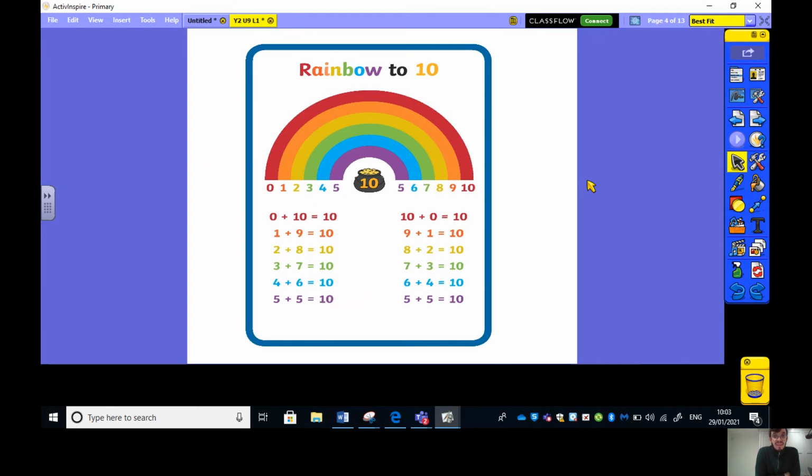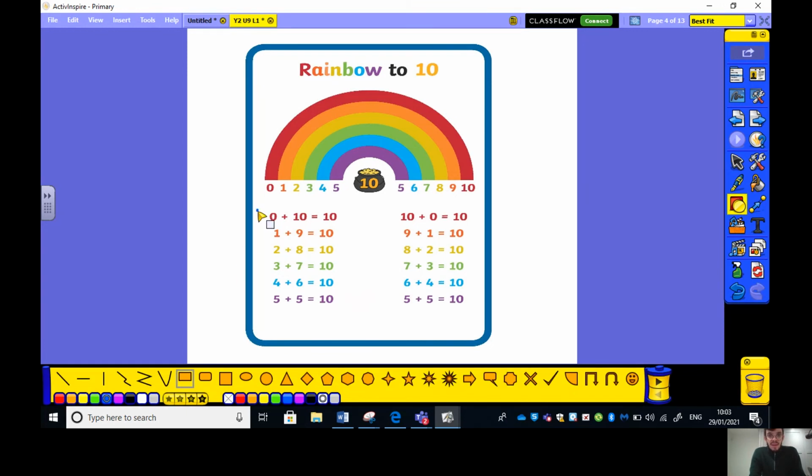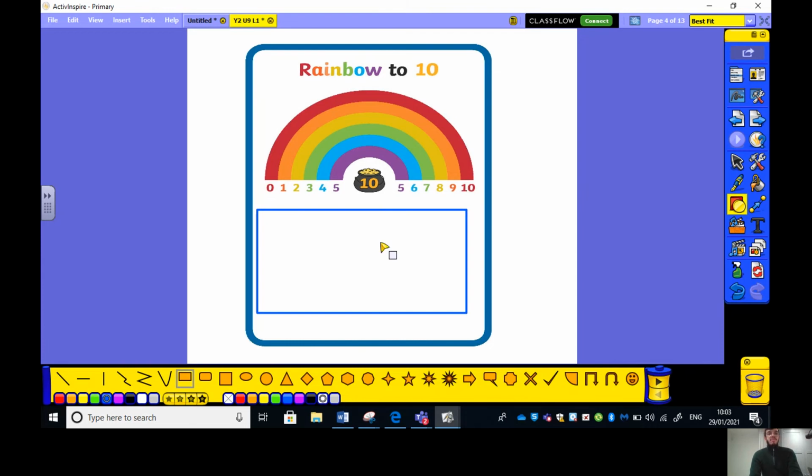7, well done. 8. 2, well done. 4. 6, well done. 5. 5, well done. 10. 0, well done. 3. 7, well done. Let's have a look what happens though if I hide these. I'll hide those as well. 4. 6, well done. 9.